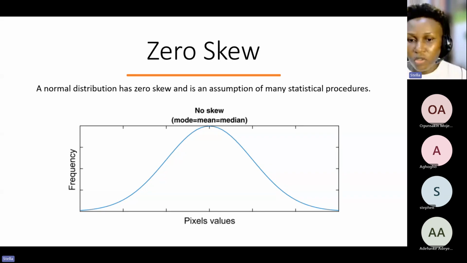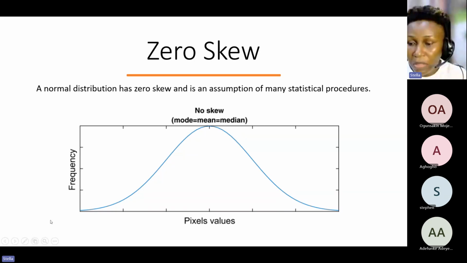Now, this is what a normal distribution is. Today I'm not doing a lot of manual drawing. This is a normal distribution. This is what we call the normal curve of life. A normal distribution has zero skew, or no skewness. It is an assumption of many statistical procedures, which, like I've said, are based on a normal distribution. So we believe that if you're working with data that is normally distributed, whatever findings you have can be reliable.